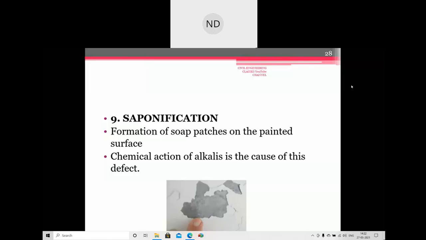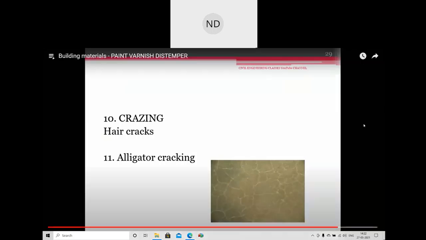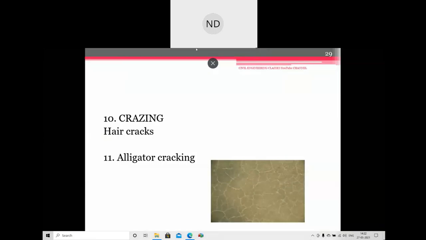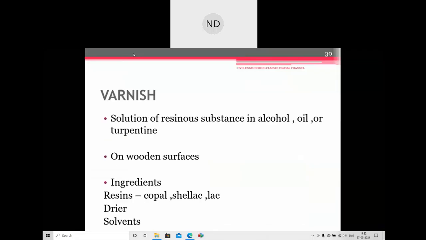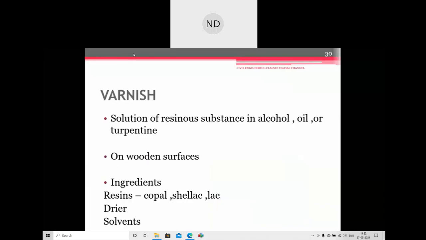Next one is saponification. Saponification means the formation of soft patches in the painted surface. It may be due to some alkali effect on the catheter. Next one is tracing. Tracings are some hair-like tracks. If the tracks are larger, more visible, and interconnected, they form alligator cracking. This type of defect is also there in concrete. We will see it later.